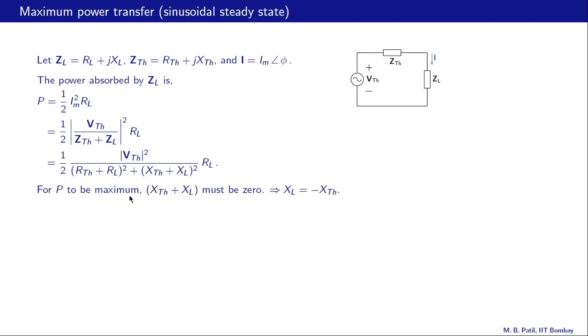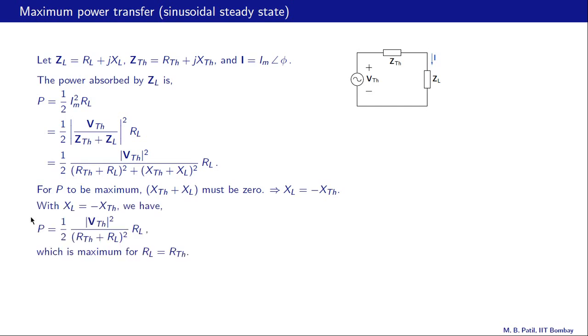Now for P to be maximum, clearly this denominator must be minimum, and that will happen if (XTH plus XL) squared is 0. Because there is a square here, the smallest value that this term can take is 0, and therefore that gives us XL equal to minus XTH. And with XL equal to minus XTH, this second term disappears and we get P equal to half mod VTH squared divided by (RTH plus RL) squared times RL. So for maximum power transfer, we need to maximize this expression now.